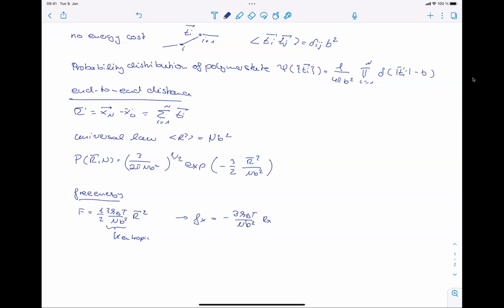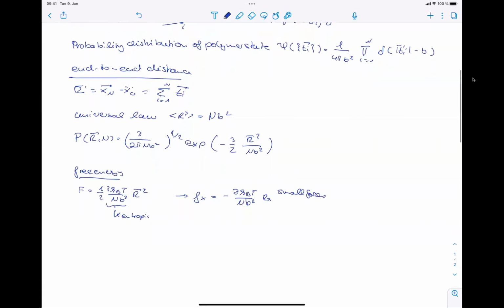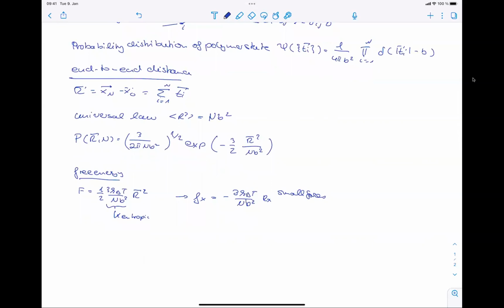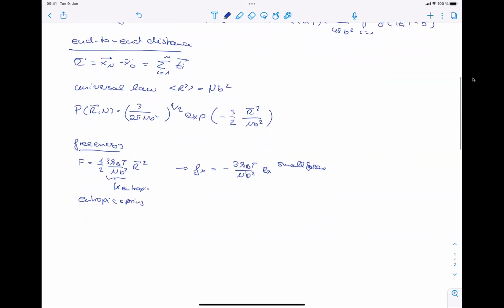which is the one for small forces. So this was the entropic spring. And notably, this relationship could also follow from the blob picture.